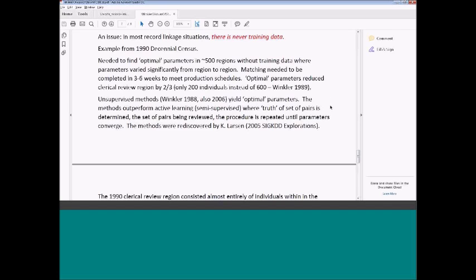One of the methods was called active learning or iterative refinement, which was used widely at places like Statistics Canada and some other places. They would do a clerical review, get truth, reevaluate their parameters, and keep reevaluating more and more pairs until the parameters converged. Well, if we had used that procedure, it might have taken us 3 weeks or more in each of the 500 regions to get our parameters.